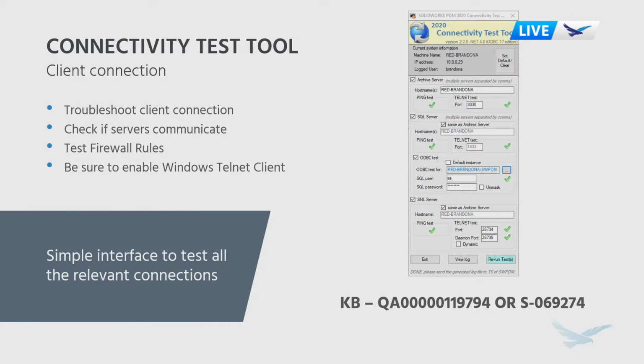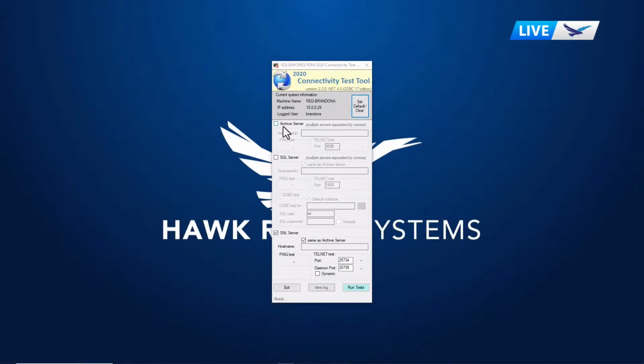Think about situations where you had to set up a new client computer, you got a new hire, or maybe you moved your vault to another server and you want to test to make sure that the clients can get access to what they need. We have what's called the connectivity test tool, and it's been around for several years. It's one that you can download from the knowledge base. SOLIDWORKS and DS provides this for us.